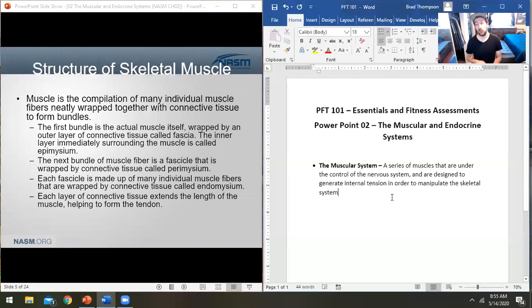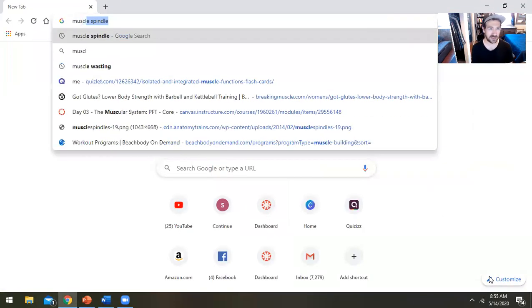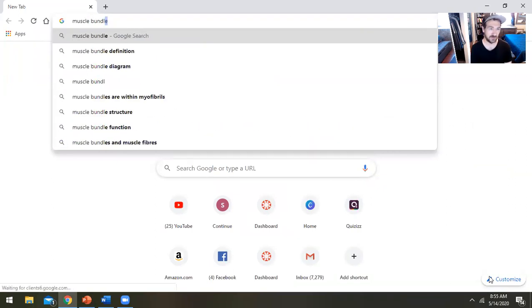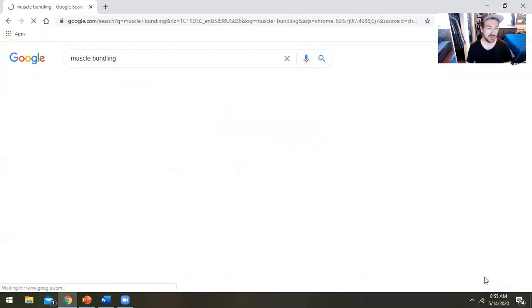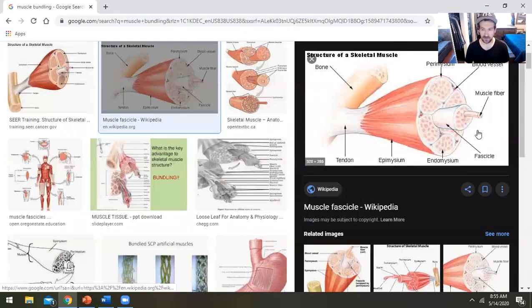As we're looking at it, the big thing we have to remember is that an actual muscle is a bundle of a bundle of a bundle of a bundle of a bundle. It's just a whole bunch of bundles all tied together. So if we look at muscle bundles, let's see if I can get a good picture here. Yeah, there we go. This is great.